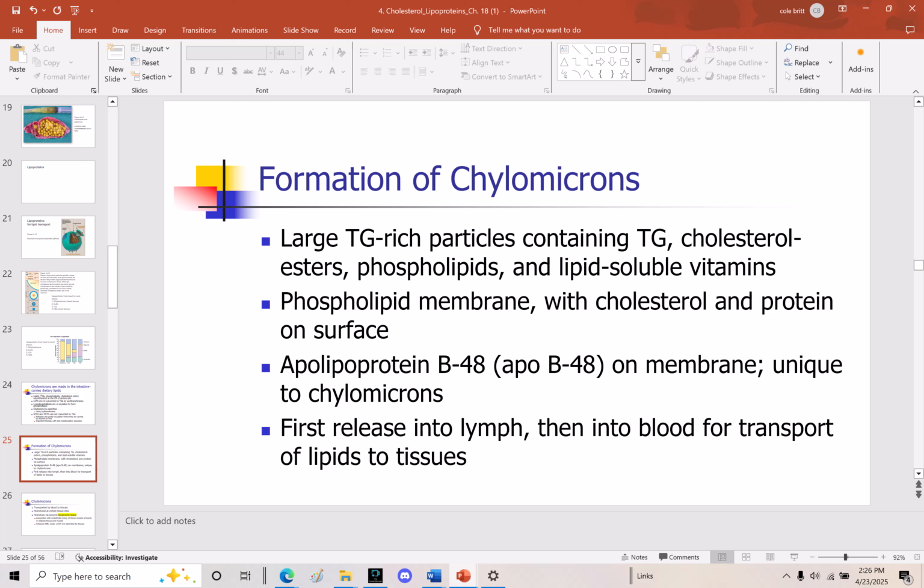And they also have ApoB48, apolipoprotein B48. This guy is specific, unique to chylomicrons. So an exam question, which lipoprotein has ApoB48? Chylomicrons. It's the only one that has ApoB48. And it's put on in the enterocyte, in the intestine. And the reason it's there is for a couple of reasons.